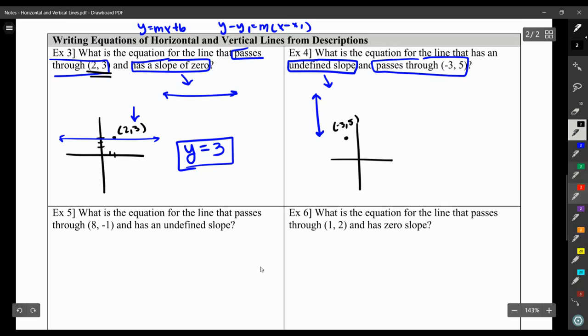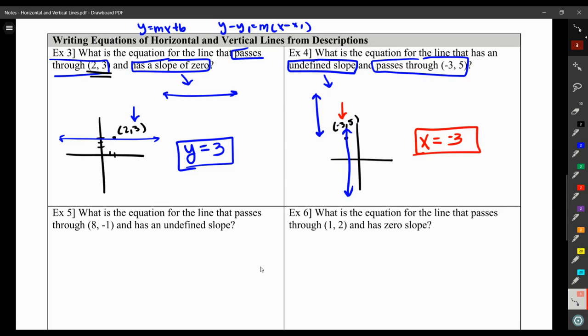So I know it has to be vertical because of the fact that it's an undefined slope, and if I can't remember the rule, I try to think about coordinates all along this line. My x values on this line are always going to be the same. The heights are changing, I have different y values, but the x's always come back to the same number. So this is going to be x equals, and then what is the x value? -3. Horizontal lines are always y equals a number. Vertical lines are always x equals.